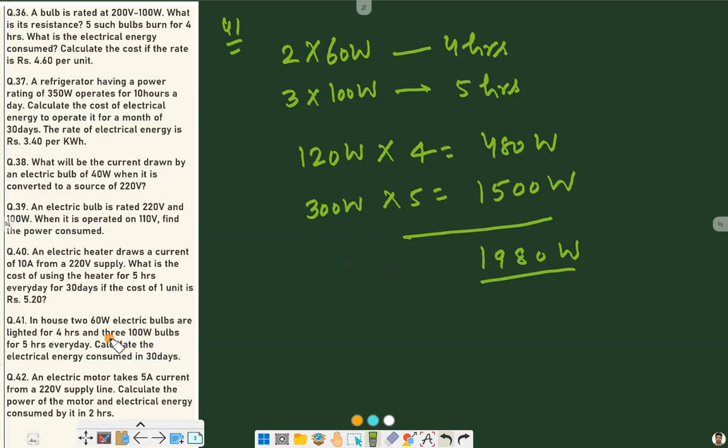Now we have to find out consumption for 30 days. So we simply multiply this with 30 and we will get the total watt hours used for 30 days, and it will be 59400 watt hours or 59.4 kilowatt hours of energy. Going to question number 42.